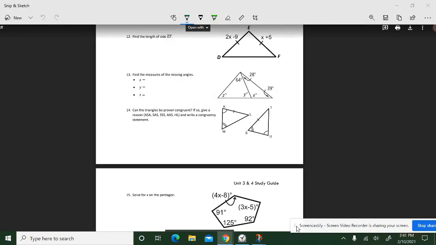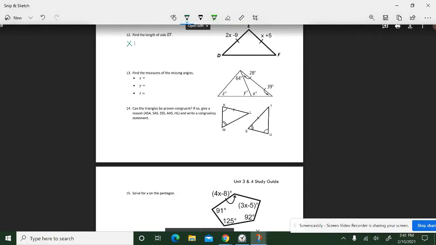Number 12, we want to find the length of side EF, and right now it tells us side EF is x plus 5. We don't know what x is, but we can use the fact that this triangle is an isosceles triangle, and we have two congruent sides to figure out what x is, because we know x plus 5 has to be equal to 2x minus 9. So now we can work this out, and I'm going to subtract the x from both sides. I get 5 equals x minus 9. I'm going to add the 9, and I get 14 equals x.